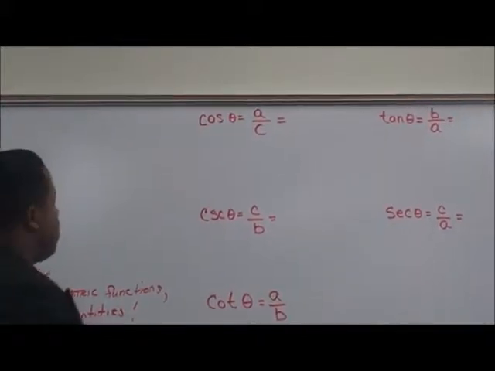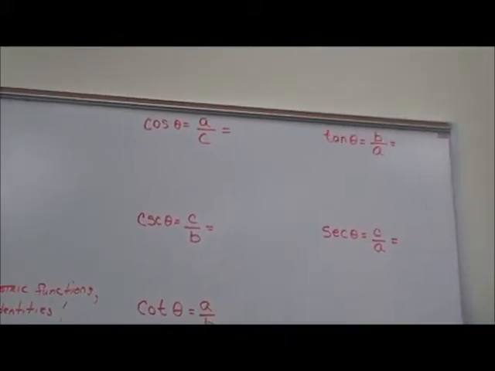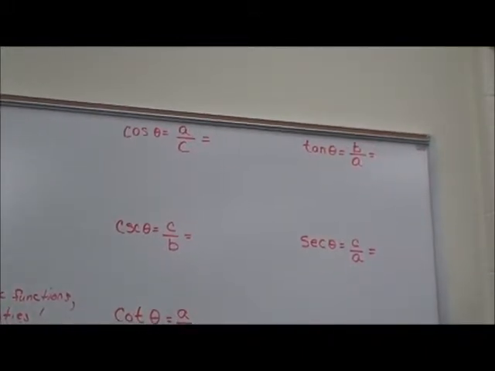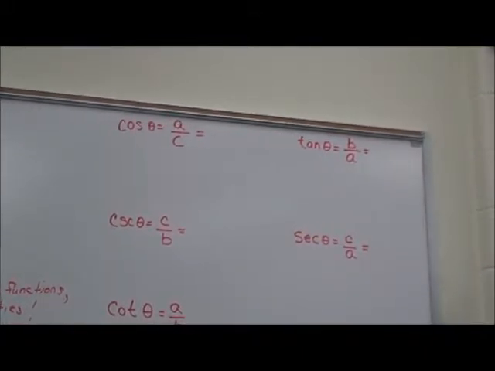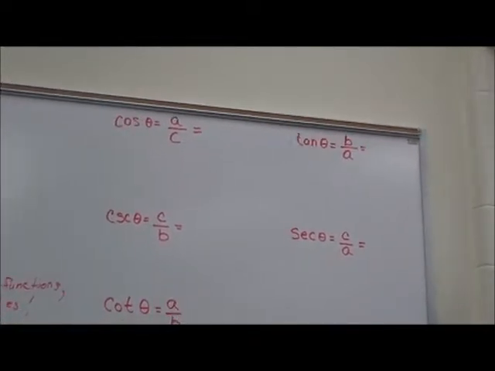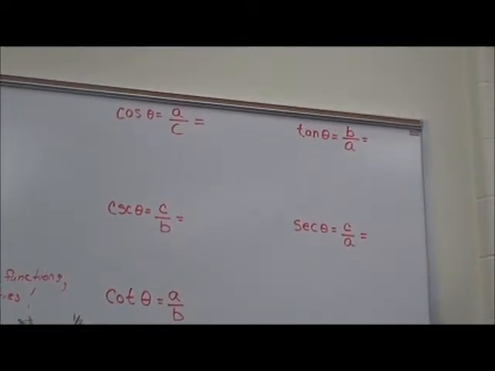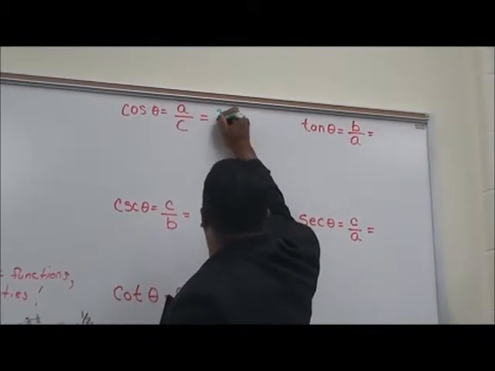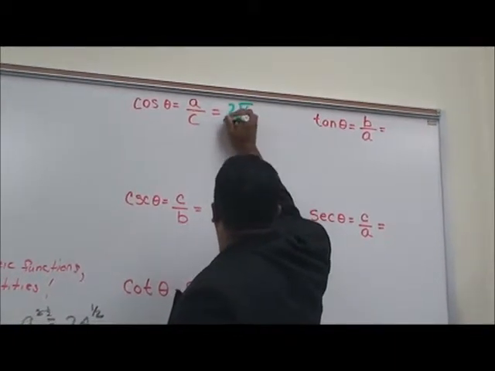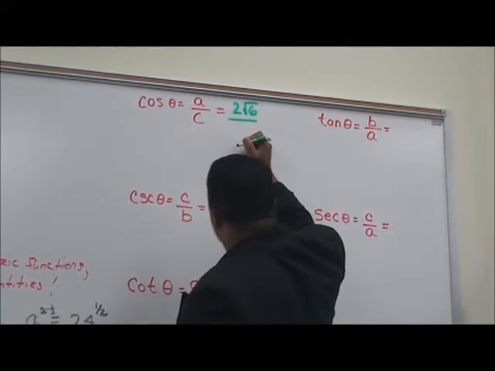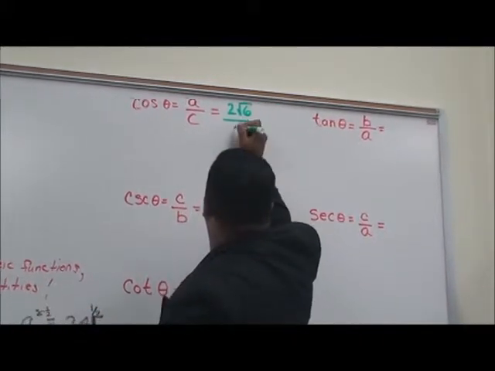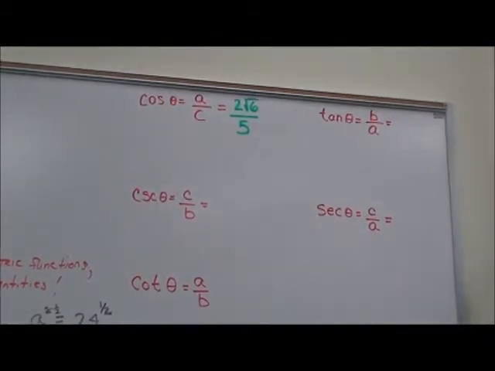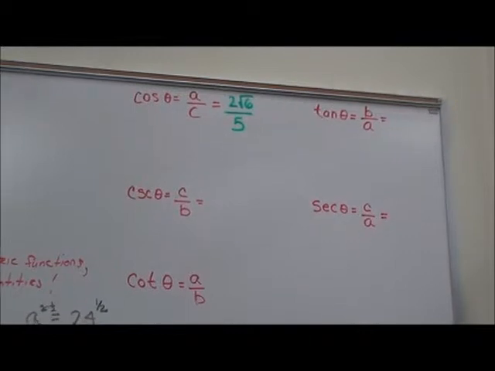Cosine theta is the adjacent side over the hypotenuse. Now that we have the value of A, we can go to work. A is 2 times the square root of 6, divided by the hypotenuse, which is 5. So look what we have there. We have our cosine theta. Let's continue.